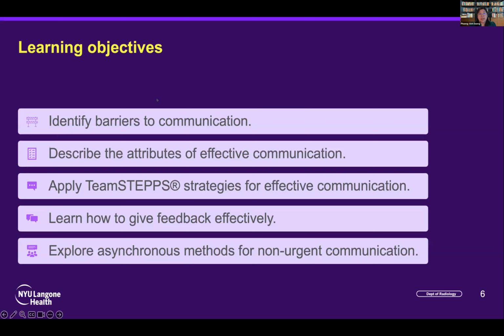So what I'm going to talk about today is what barriers there are to communication. I'm going to describe the attributes of effective communication. We're going to talk about using TeamSTEPPS, which are team training modules presented by the AHRQ, and use their modules for strategies for effective communication. We're going to learn how to give feedback effectively. And then we're going to talk about the different methods of communication, the asynchronous methods, for non-urgent communications.